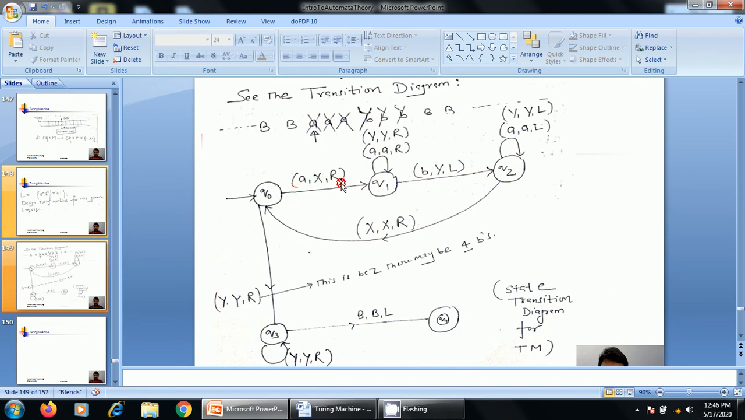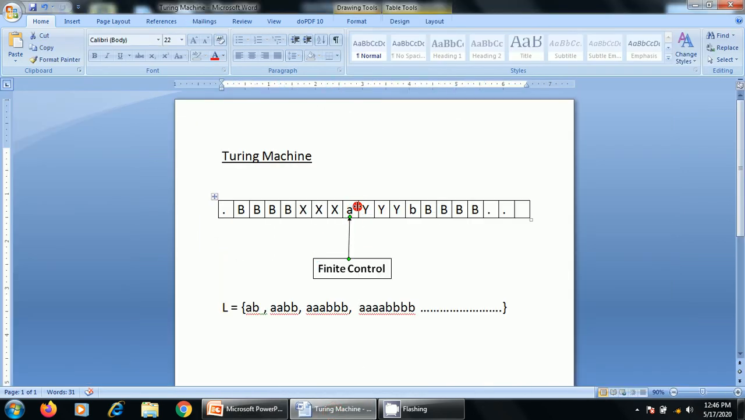If input is A, make it X and move right. Now there is a number of Y, then cross all Y, because the machine will now search for the fourth B corresponding to this fourth A. Machine wants to search for the fourth B, because in this language there are an equal number of A and an equal number of B. Now the machine will search for the corresponding fourth B.